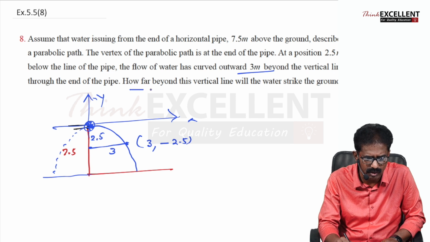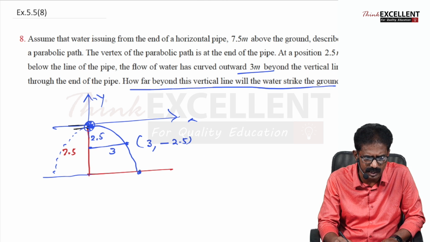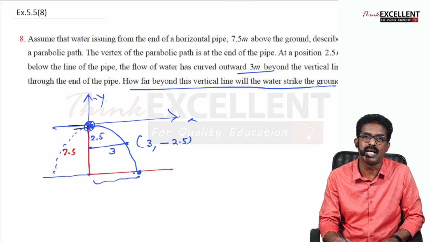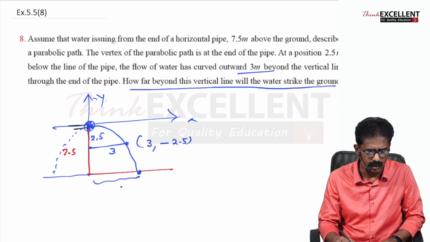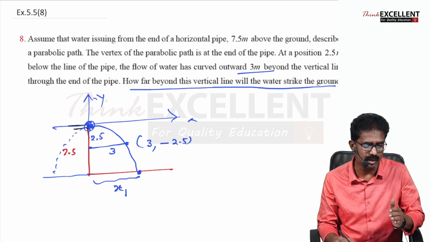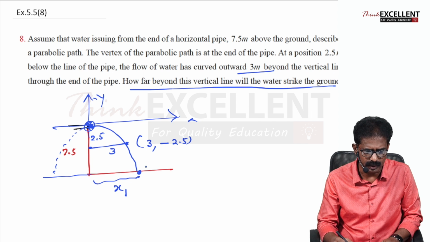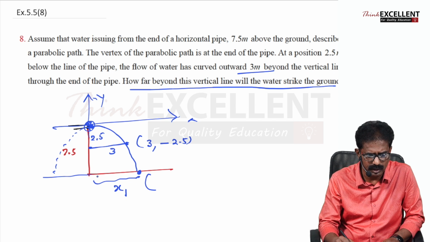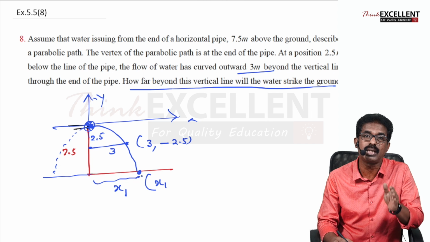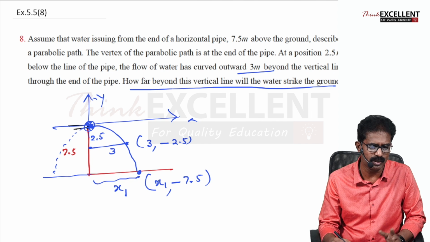See what they asked. How far beyond the vertical line will the water strike the ground? So where the water strikes it here, right? So which distance? This distance they asked to find. Okay, so we take this as x1. You have to find that x1. The water strikes the ground this much meter beyond the vertical line. Okay, so can you say this point, x value x1, y value, the total height, it is 7.5, but you write minus 7.5 because it is in the fourth quadrant. So hope you understood. Now we can do very easily.